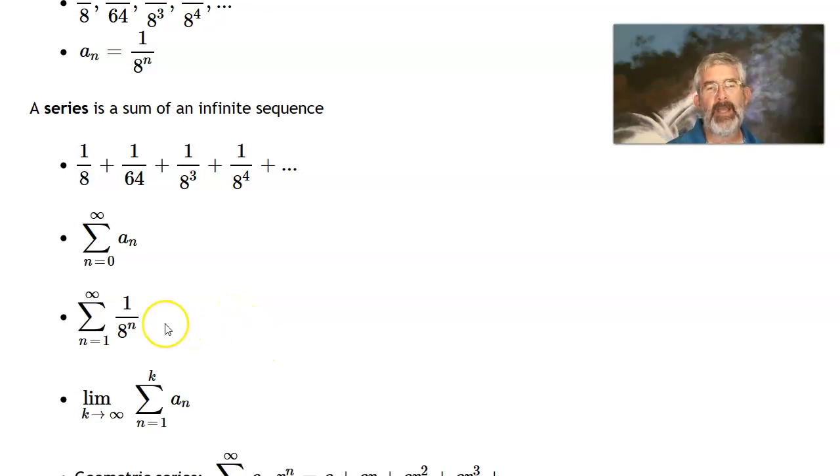Now, how do you actually add an infinite sum? How do you add an infinite number of numbers? And the way we do this is we don't. We add a finite sum. We say, okay, stop at k.